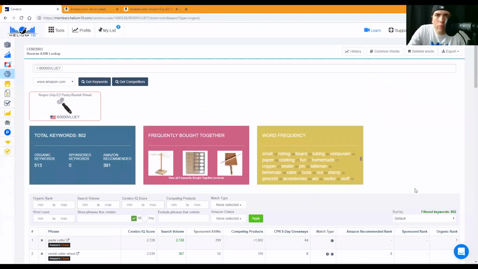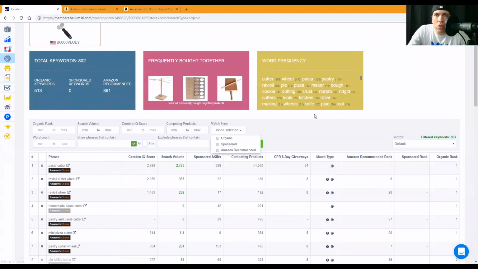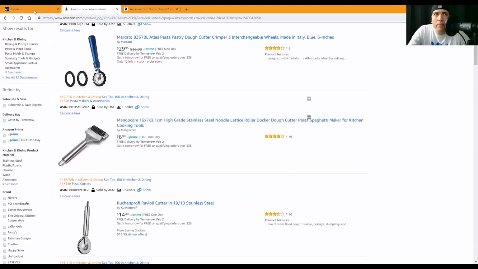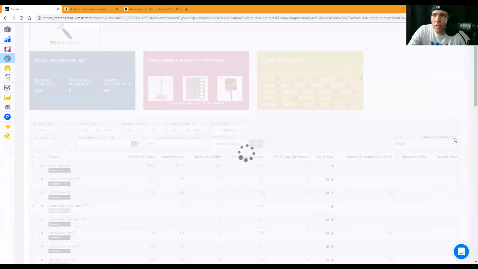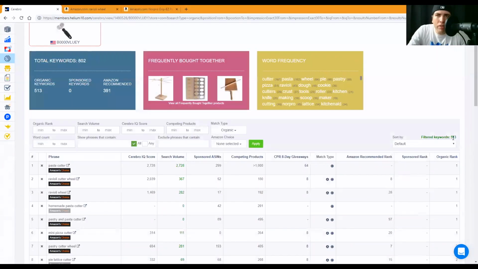So what I'm going to do is show organic. Organic means where it is showing in the results here. Let me see that. And it gives me 513 keywords. So 513 keywords it is ranking for. So here's the question, though. Let me just show you an example here.